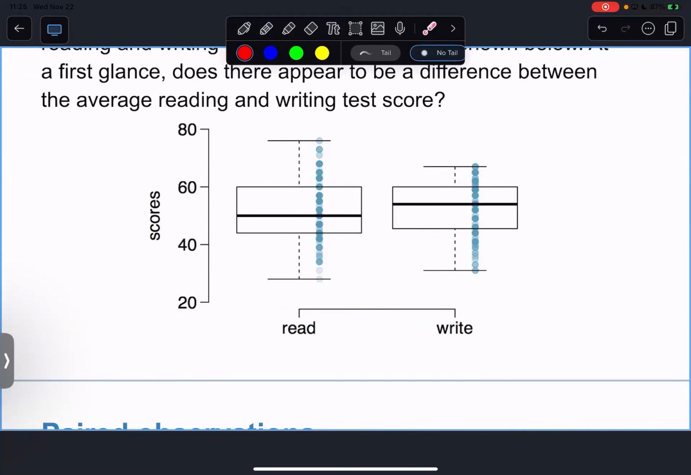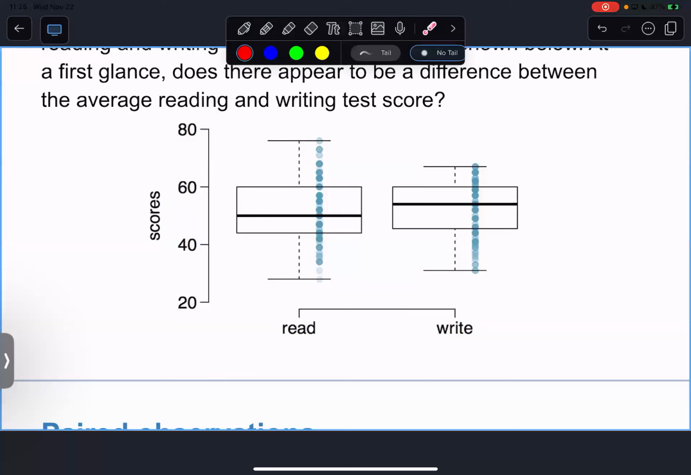I don't think so necessarily, right? We've got more spread in the reading scores, and the writing scores are kind of more similar, but they're all hovering, right? This is the median, this is the median. They're all hovering around the same areas. And so I wouldn't say that there's a huge difference here.